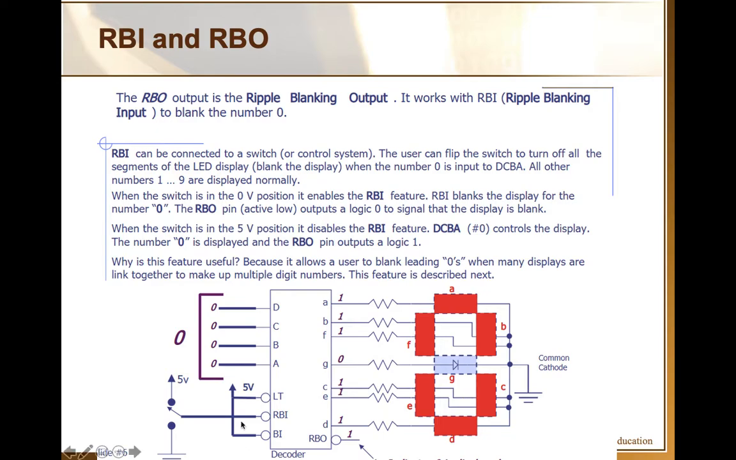Then there is another one which is ripple blanking input. Now ripple blanking input and ripple blanking output, these two lines work in conjunction, and they are used to control the trailing zeros and the leading zeros. That is basically zero suppression. Zero suppression is done using these two lines.